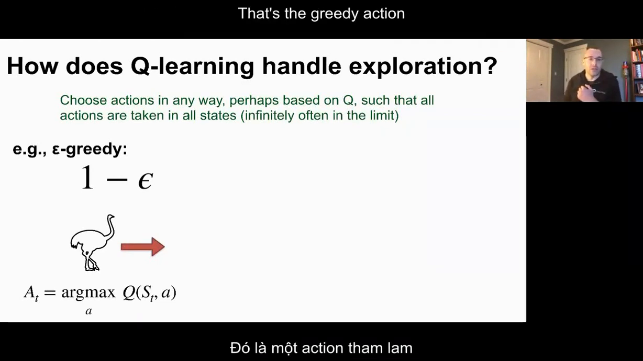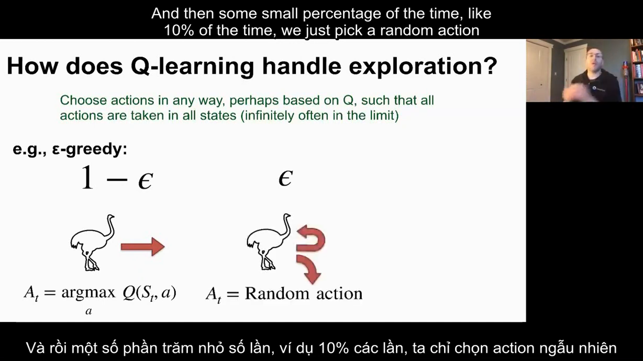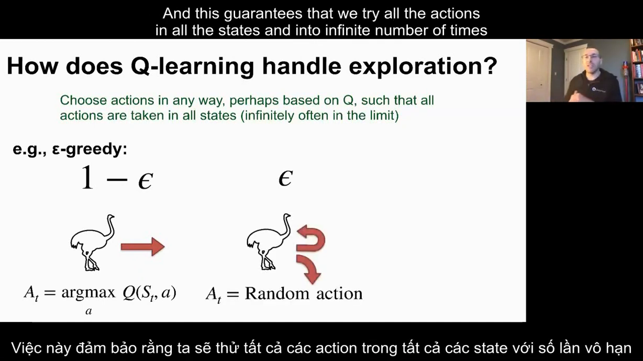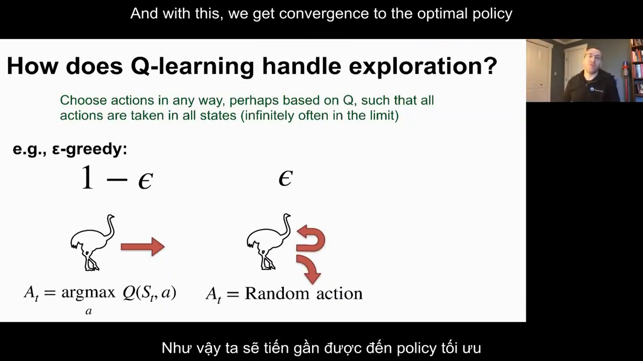That's the greedy action. And then some small percentage of the time, like 10% of the time, we just pick a random action. This guarantees that we try all the actions in all the states an infinite number of times. And it also kind of guarantees that most of the time we're doing what we think is the best thing. And with this, we get convergence to the optimal policy.